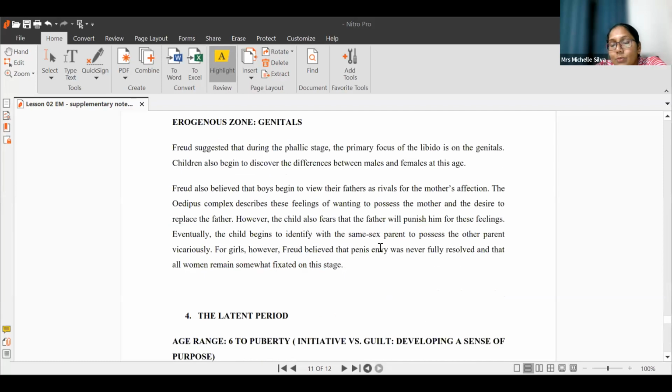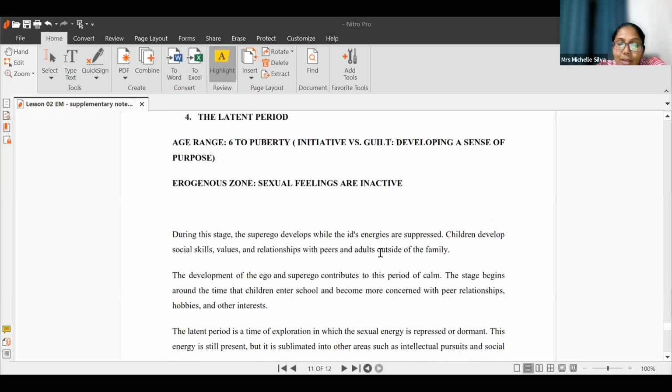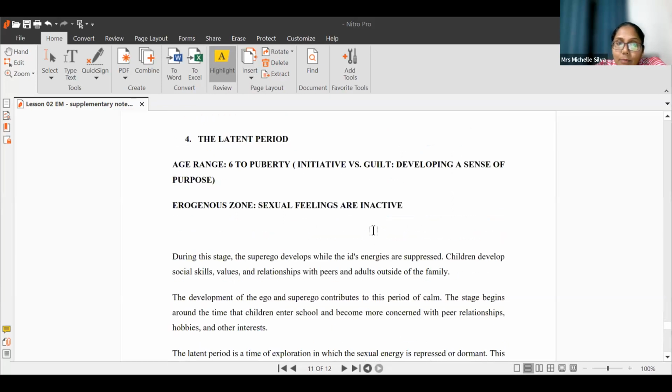So as adults, we have to be very exemplary and loving toward each other in front of our children. Then the fourth stage is the latent period, with an age range from 6 to puberty. Underline this puberty and write down, my dear students, 12 years. So the latent period means between 6 and 12 years.